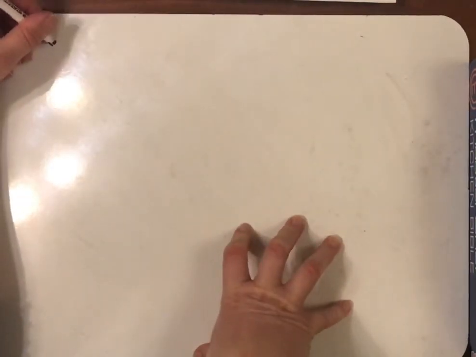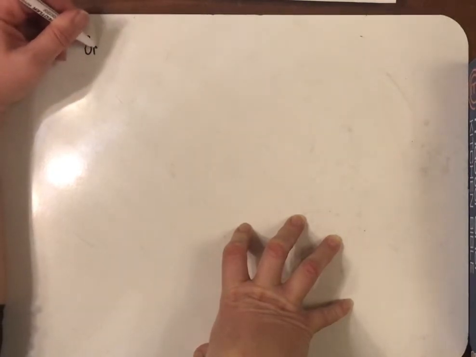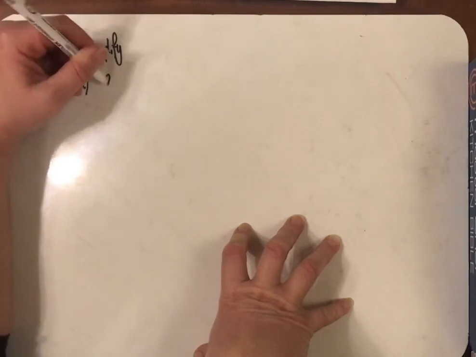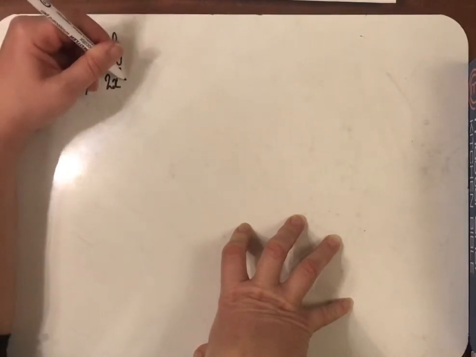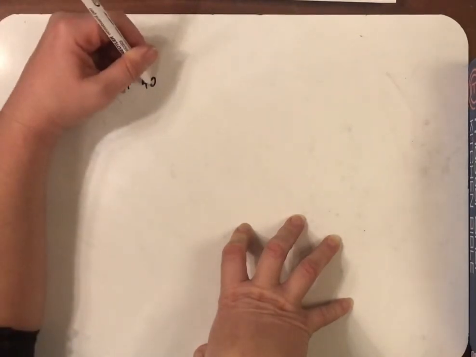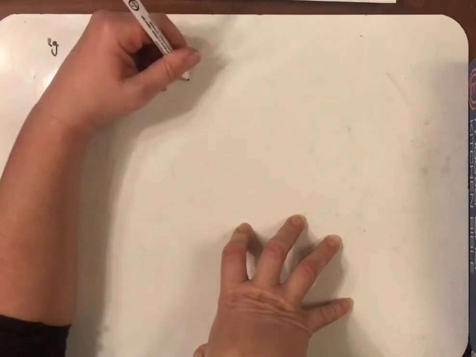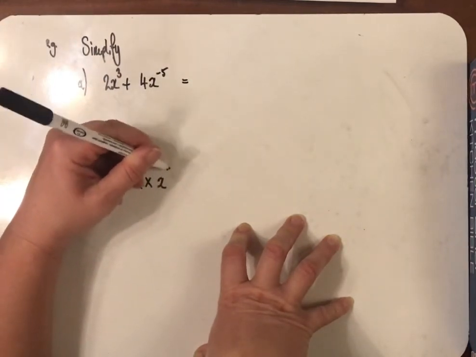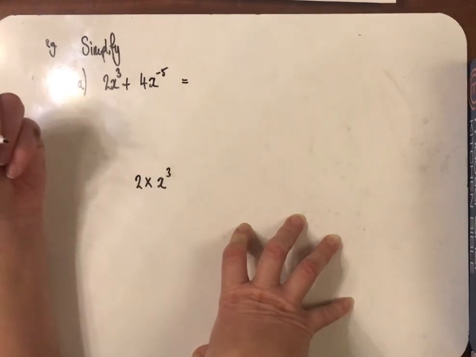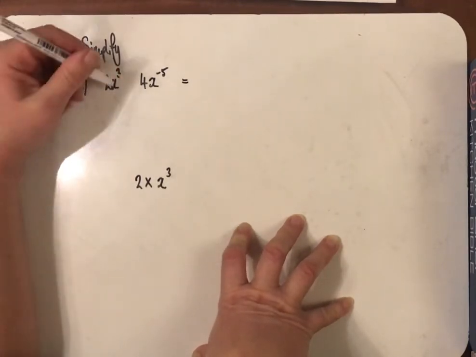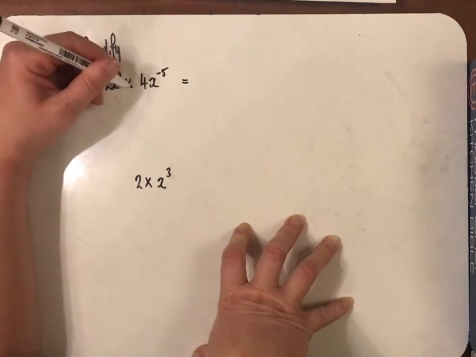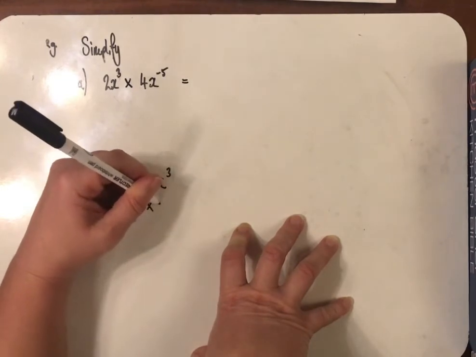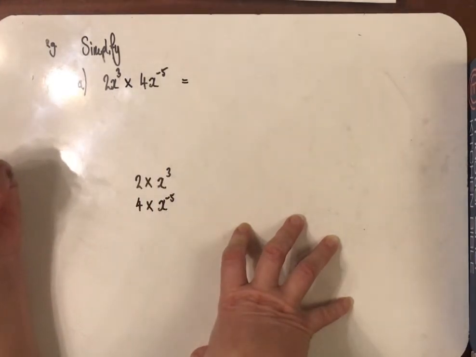So, for example, simplify 2x cubed plus 4x to the power of minus 5. So 2x cubed means 2 times x cubed, and sorry, that's going to be a times. I was just thinking that wasn't going to simplify then. And 4x to the minus 5 is 4 times x to the power of minus 5.